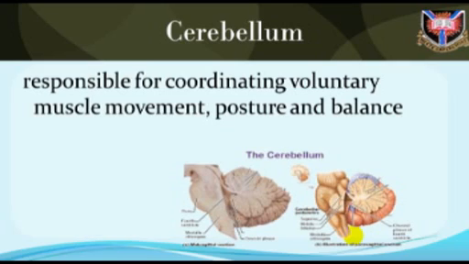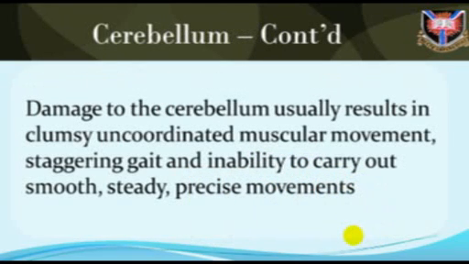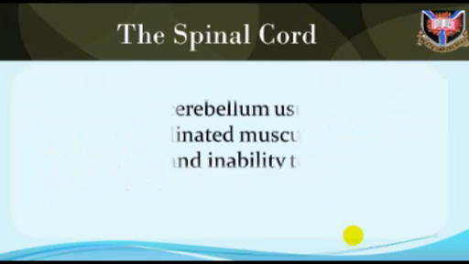Cerebellar activities are not under voluntary control. It controls and coordinates balance and equilibrium in the body. The sensory input for these functions is derived from the muscles and joints, the eyes and the ears. Damage to the cerebellum usually results in clumsy, uncoordinated muscular movements, staggering gait, and inability to carry out smooth, steady, and precise movements.